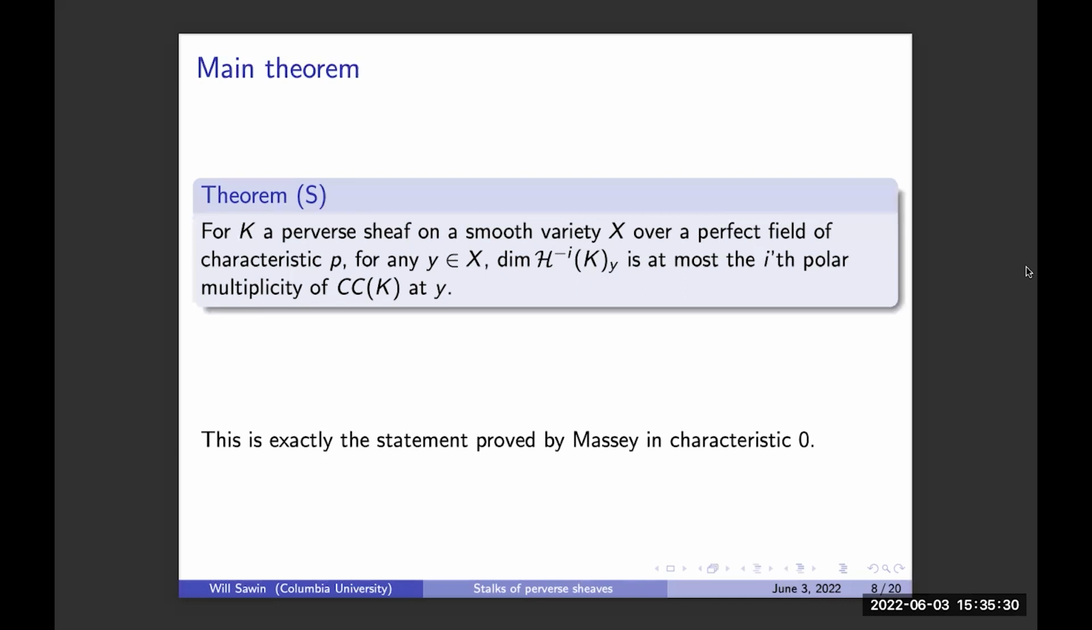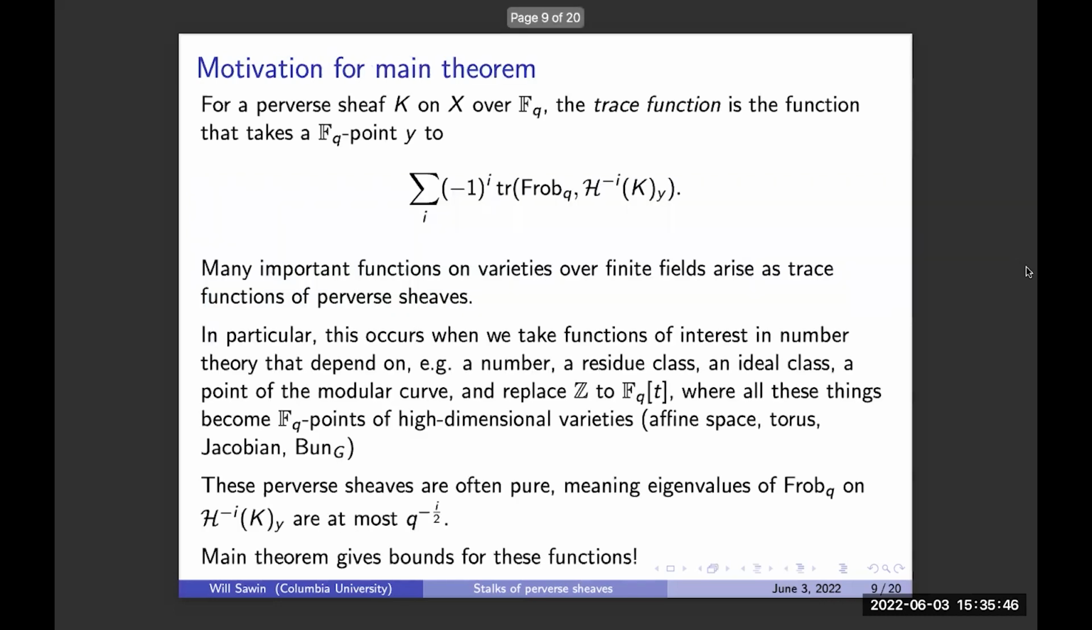So what I'd like to do next is talk about the motivation for this theorem in terms of what are some results that you can prove with it. And when I'm done with that, I'll say something about the proof.